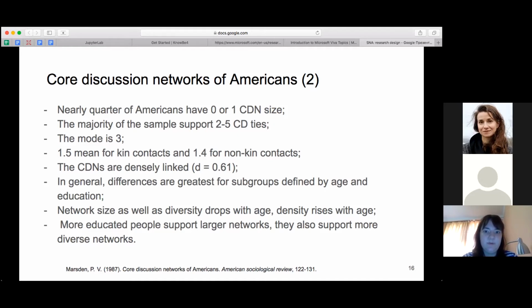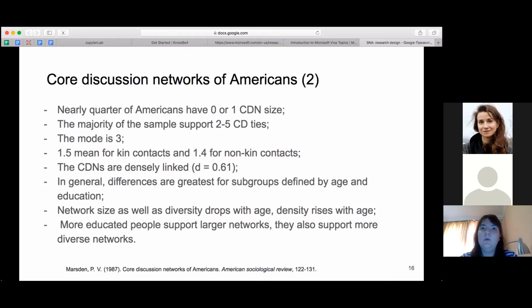They usually try to be more conservative in these terms, while more educated people support larger networks, more diverse networks, and they tend to increase their networks both due to kin and non-kin contacts. I think that this core discussion network is a very useful and very easy network question, and it actually shows us a lot about the general population, which is really very interesting, and we cannot collect such information in frames of usual network research.